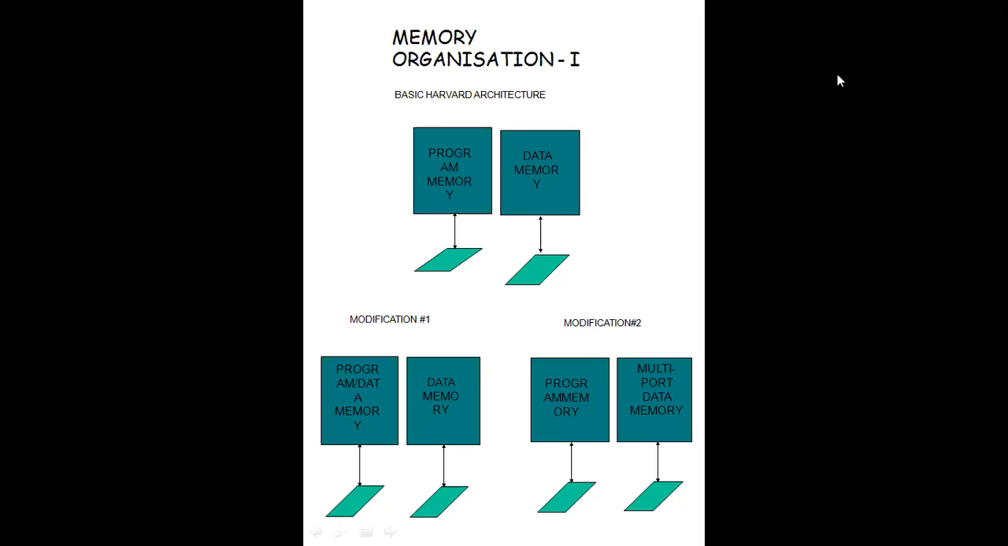Good morning. So what you're going to see over here is memory organization. I already said that we'll have the basic Harvard architecture. In the basic Harvard architecture, the main advantage, as I said already, is that we'll have two separate buses for program memory and data memory. So when we have two separate buses, what will happen? The contents of program memory and data memory can be accessed in parallel.